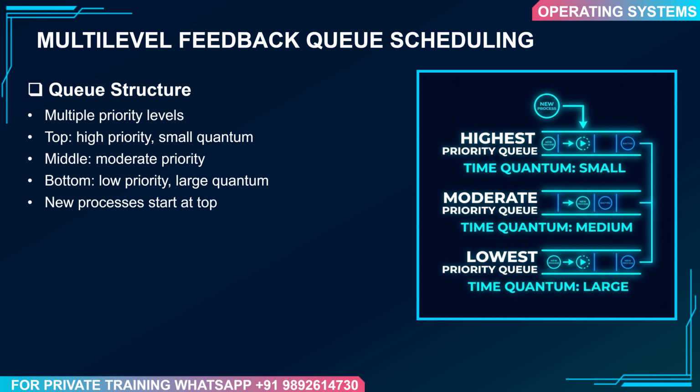Suppose the system has three queues. The top queue has the highest priority and uses a small time quantum. The middle queue has moderate priority and a slightly larger time quantum. And the lowest queue has the least priority with the largest time quantum. When a new process enters the system, it always starts in the highest priority queue. This makes sense because the OS initially assumes that the process might be short and interactive.